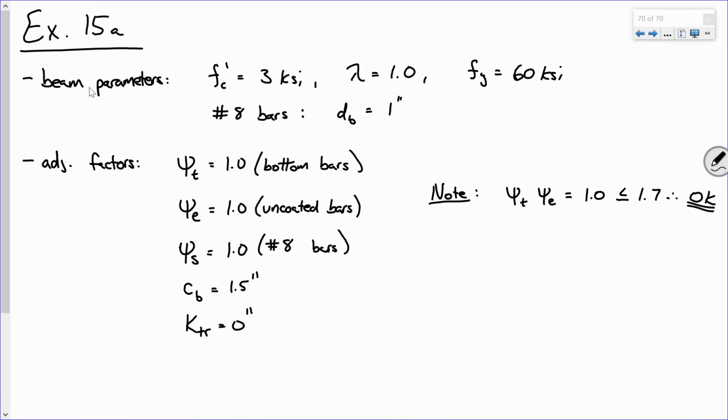Yes. Yeah, the maximum value you are allowed to use is 2.5. So if you calculate it and you get 3.86, use 2.5. All right. So that ratio, it's CB plus KTR over DB is what? 1.5 plus 0 divided by 1 inch, which is 1.5, right? And that is less than or equal to 2.5.